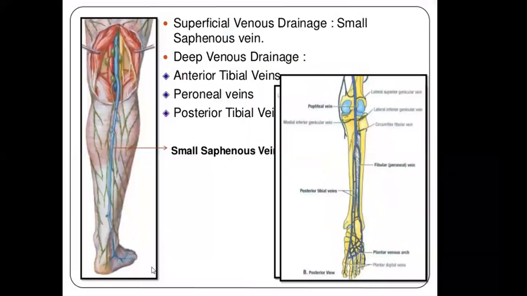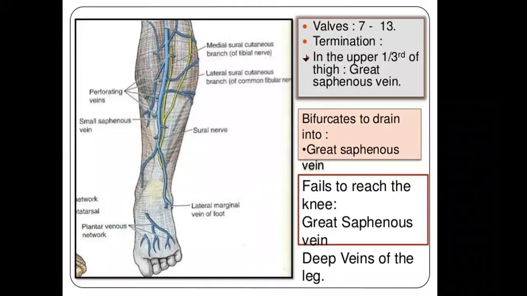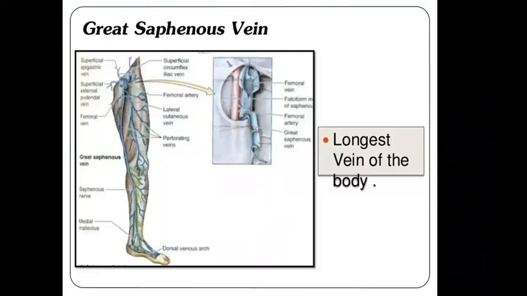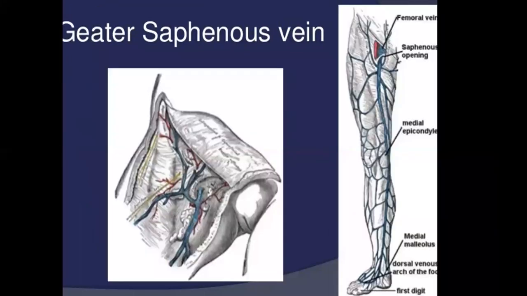As you can see, this is the small saphenous vein coursing through the posterior aspect of the leg, and here entering the popliteal fossa and becoming the popliteal vein. You can see in this figure also, and here also. This is the small saphenous vein. Now we'll discuss the clinical importance after that.